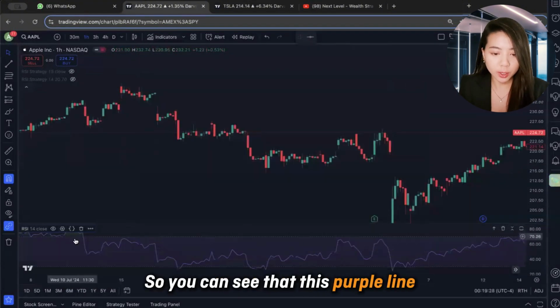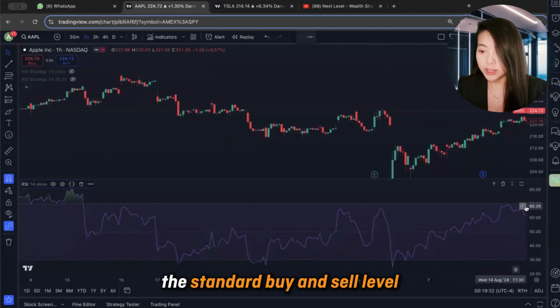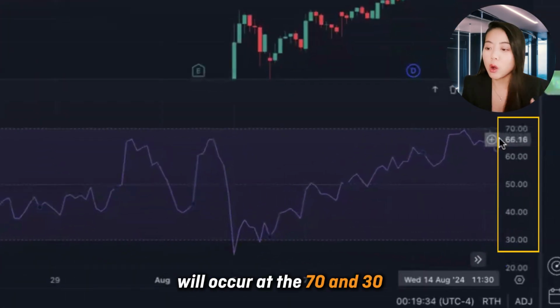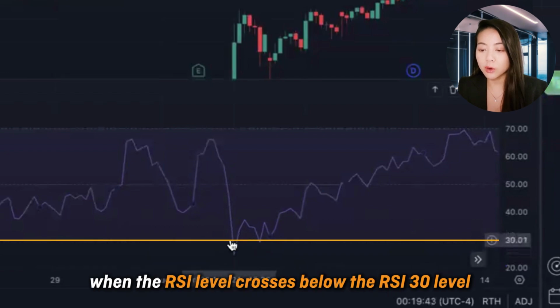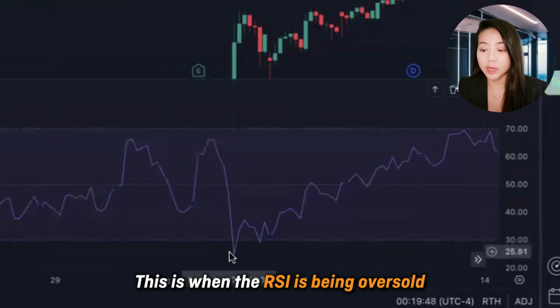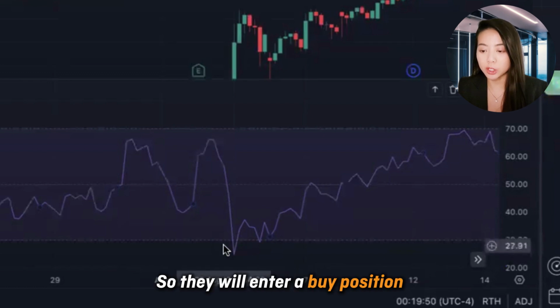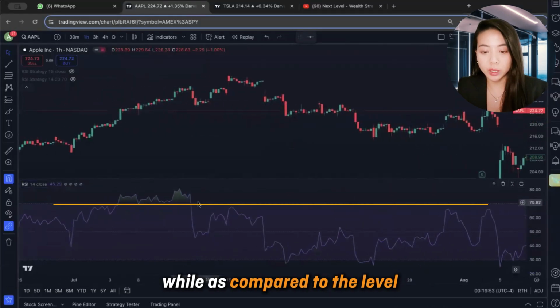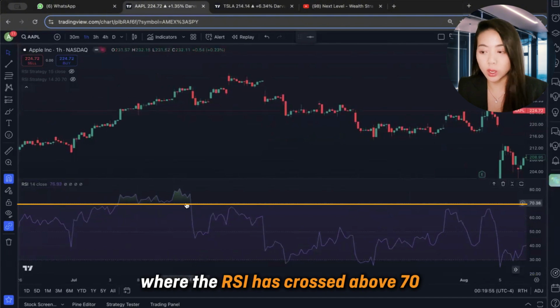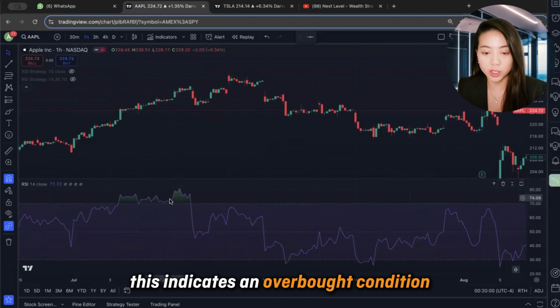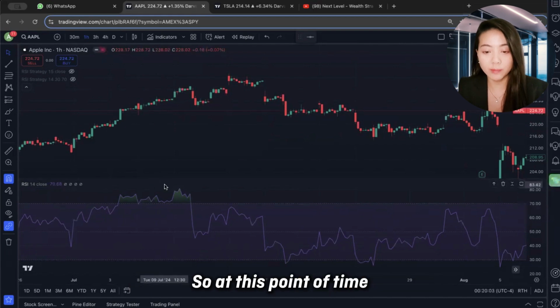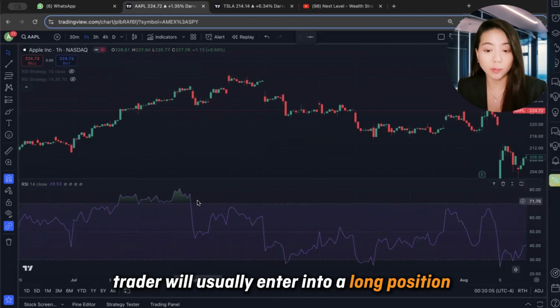You can see this purple line on the bottom screen here. The standard buy and sell levels occur at 70 and 30. Traders will usually enter into a long position when the RSI level crosses below the RSI 30 level. This is when the RSI is oversold, so they will enter a buy position. As compared to the level where the RSI has crossed above 70, as you can see from here, this indicates an overbought condition. At this point, traders would usually enter into a short position.